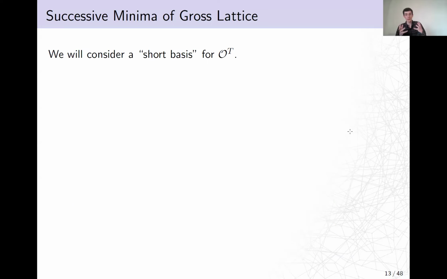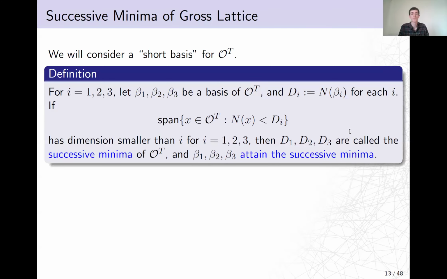So what we're left with now is this three-dimensional sublattice. And 3 dimensions are a lot easier for us to visualize for whatever reason. So what we're going to do is consider a short basis for OT. And specifically, the short basis that we're going to use is going to be given by the successive minima.